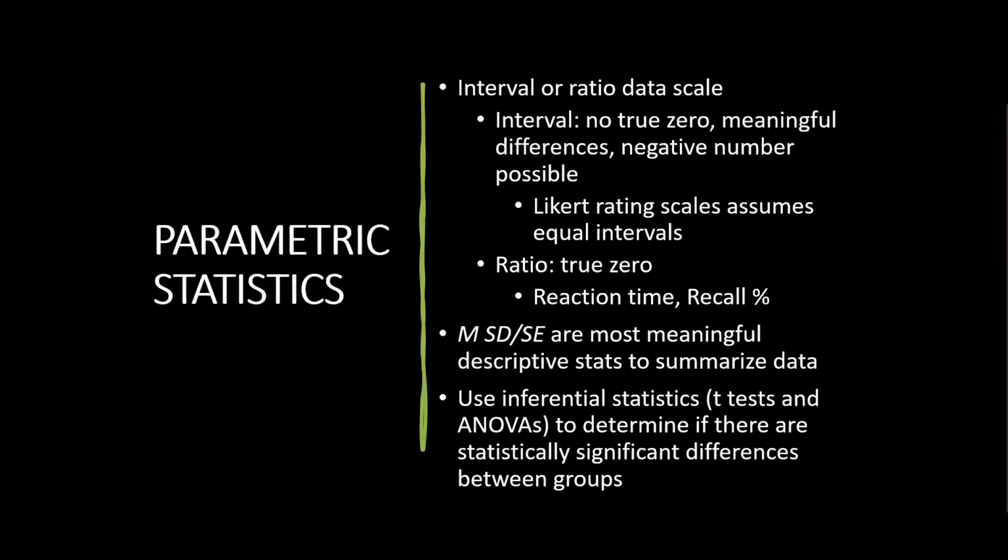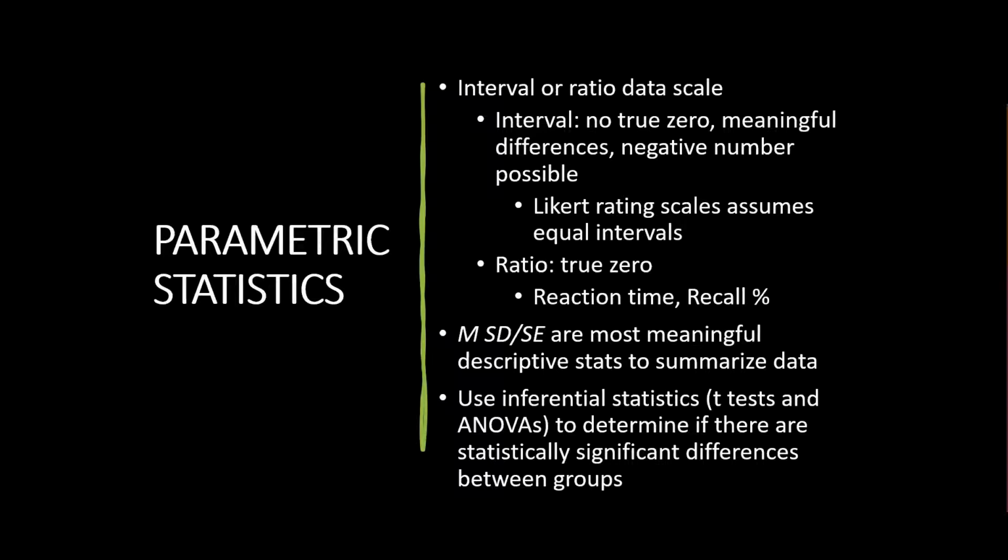A ratio scale is when we have a true zero, and that means that zero actually means nothing. Okay, so an example of that would be here we've got recall percent. Say you're trying to remember a string of numbers. If you get a score of 0, that means you remember no numbers, nothing, right? So 0 really means nothing on a ratio scale. And the mean, standard deviation, and standard error are the most meaningful descriptive statistics to summarize interval ratio data.